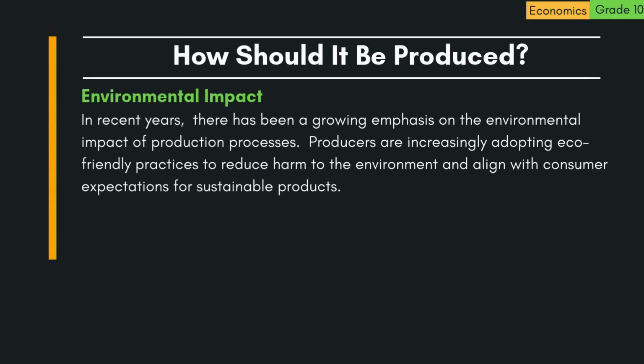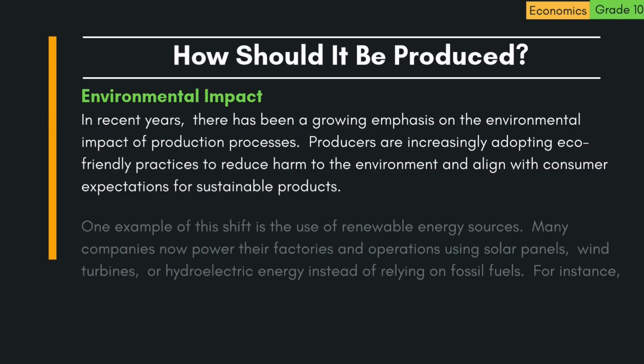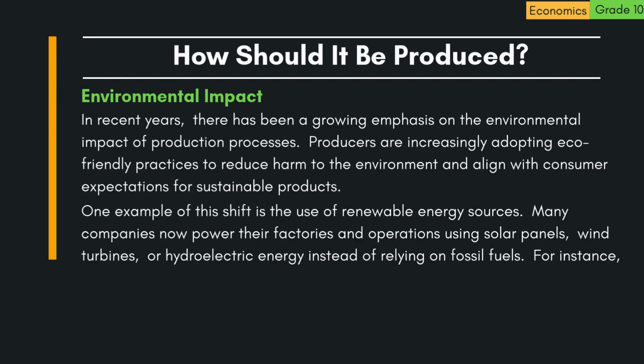C. Environmental impact. In recent years, there has been a growing emphasis on the environmental impact of production processes. Producers are increasingly adopting eco-friendly practices to reduce harm to the environment and align with consumer expectations for sustainable products. One example of this shift is the use of renewable energy sources. Many companies now power their factories and operations using solar panels, wind turbines, or hydroelectric energy instead of relying on fossil fuels.